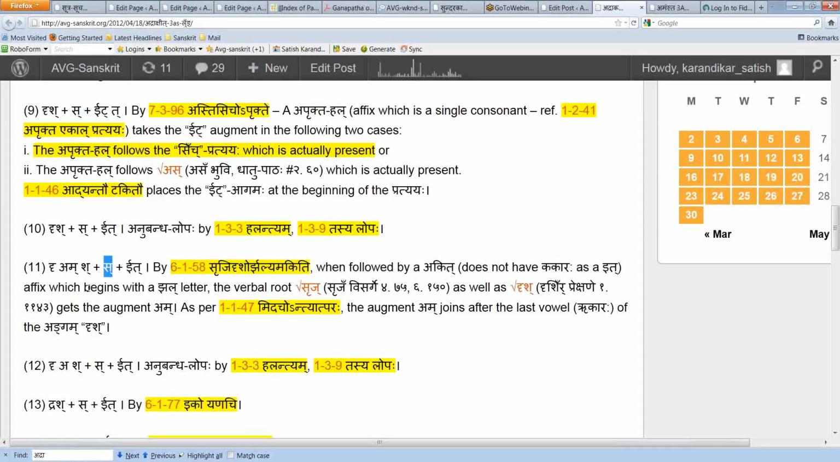Midachontyatparaha. Midachontyatparaha. The m joins after the last vowel in drish, which is the rikaraha, and then anubandha lopa halantyam tasya lopaha. This sutram we have used before a few times, so it's not the first time you're using it. When you see a sutram, always look at the domain of that sutram. In this domain, this sutram doesn't have anything to do with sich as such. It's not really just only for the lung. It applies in many situations.